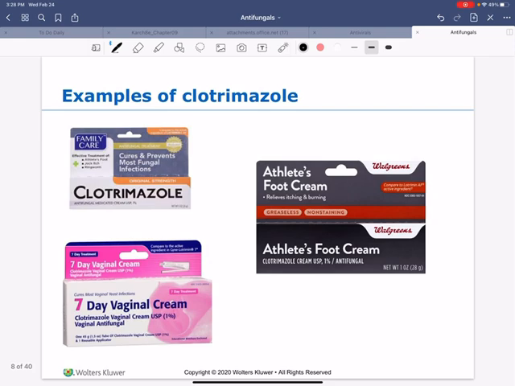Here are some examples of clotrimazoles. You can see a lot of these are just over the counter. In reality, these are pretty safe to take for the recommended allotted time for just about anybody. But again, you don't want to overdo it. So it needs to be taken as prescribed or as it says on the package. So you can see athlete's foot. This is a vaginal cream, clotrimazole.